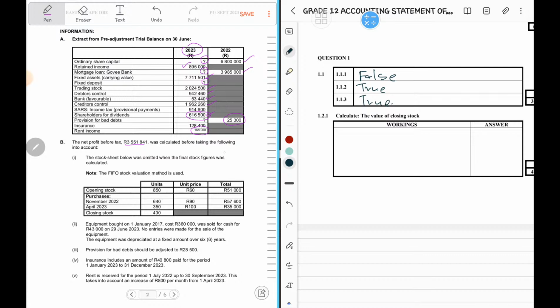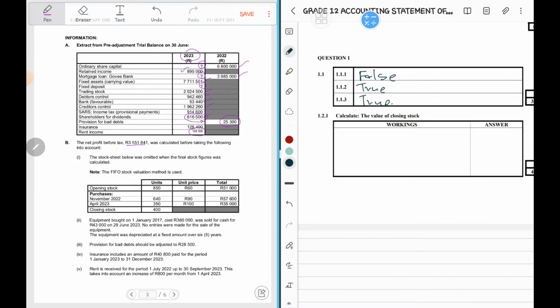was calculated before taking the following into account, meaning that when the statement of comprehensive income was prepared, certain adjustments were not taken into consideration. There might have been some errors and there might have been some omissions. So after a process of investigation, the following were discovered, so we have to correct the profit.